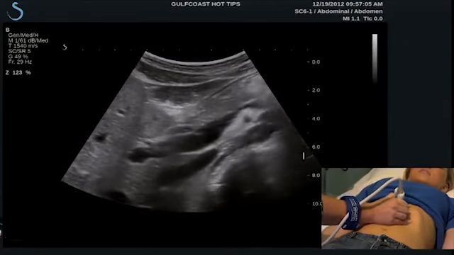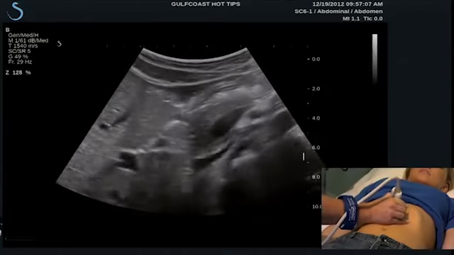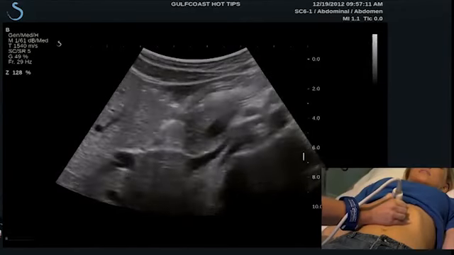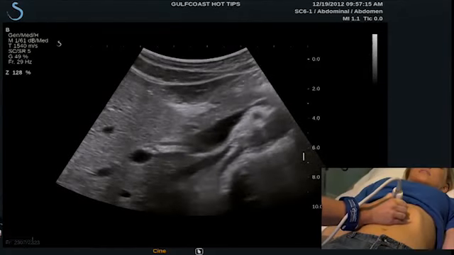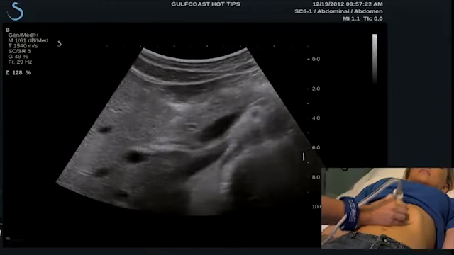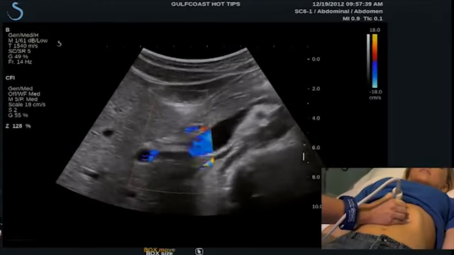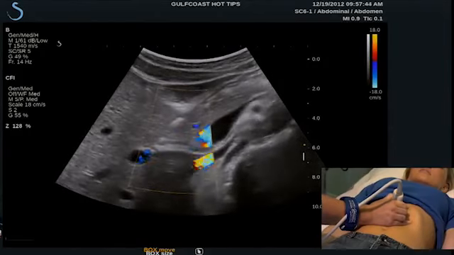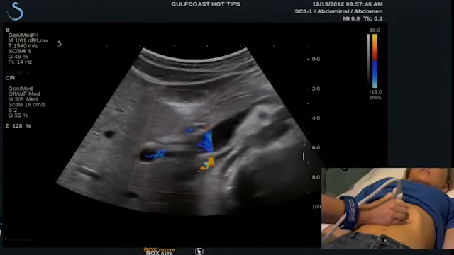So now if I zoom just a little bit in this area with a careful sweeping back and forth, I'm able to appreciate the common bile duct as it's coming out of the liver and traveling towards its entrance in the pancreatic head region. Also remember, if you're struggling to tell the difference between the common bile duct and the hepatic artery, color can always help.